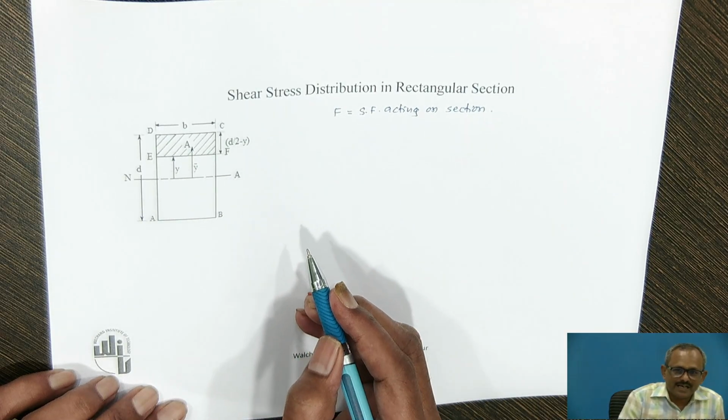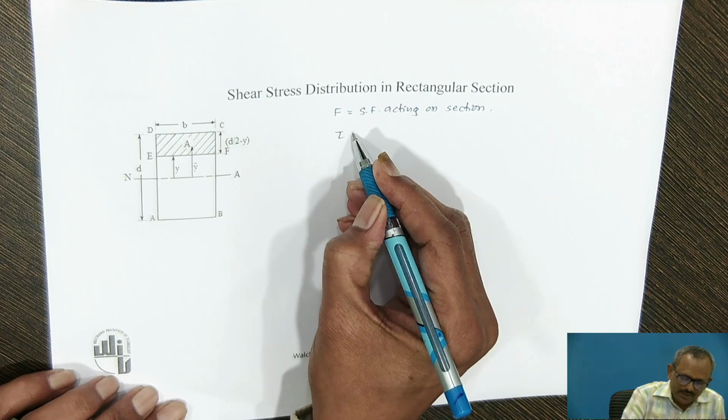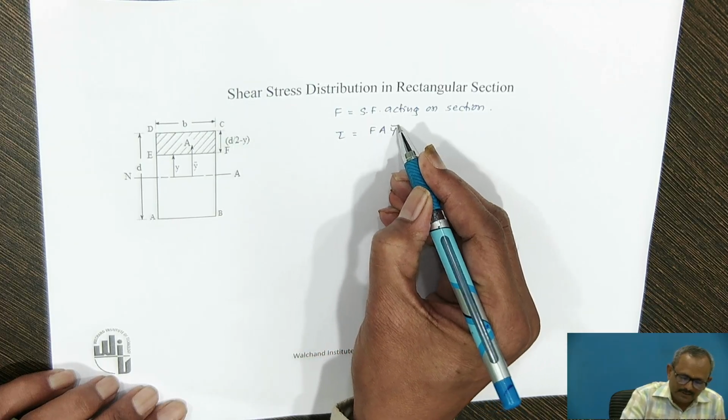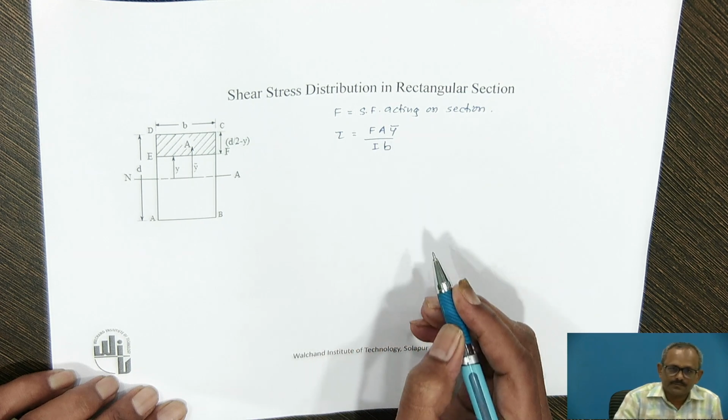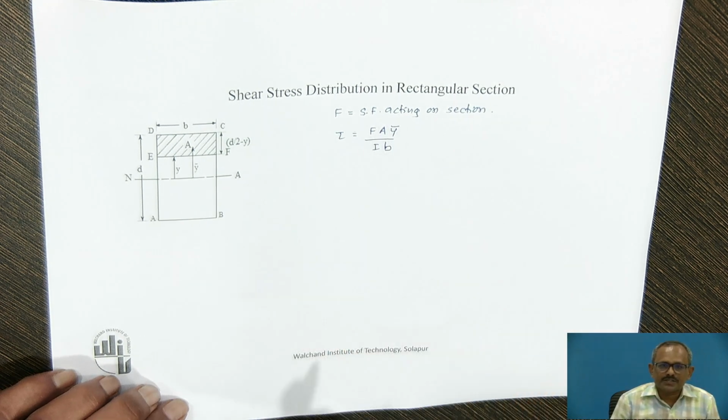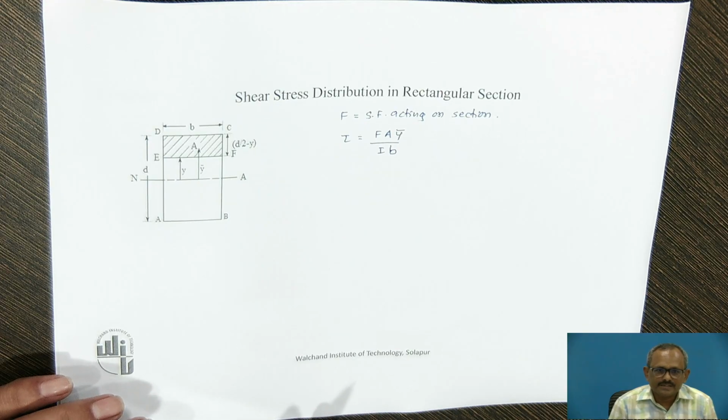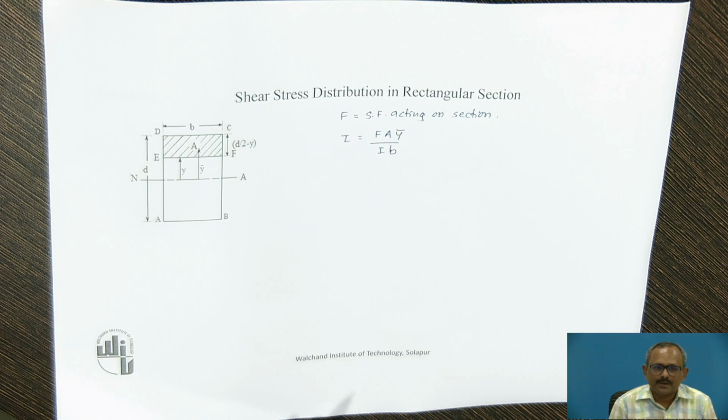Now, shear stress at any level is given by tau is equal to F into A y bar divided by I into B, where F is the shear force acting on the section of the beam, A is the area of the portion which is above the level at which you are determining the shear stress, y bar is the distance of the CG of the portion which is above that particular level from the neutral axis, I is the moment of inertia of the given section about the neutral axis, and B is the width of the level at which we are determining the shear stresses.